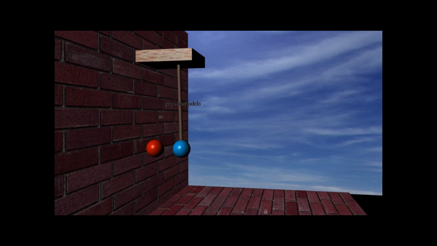Here's my animation for you. The red ball is stuck on the wall, and the blue charge is getting repelled and takes on a particular angle of equilibrium.